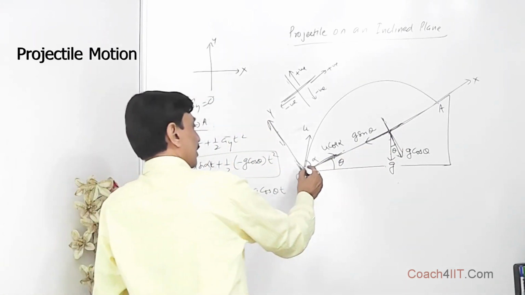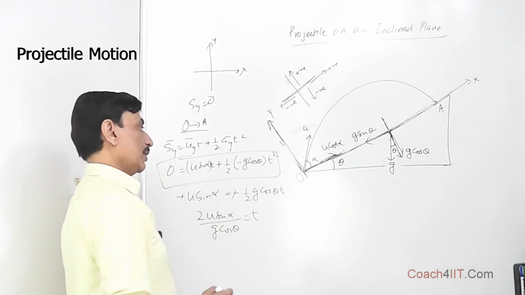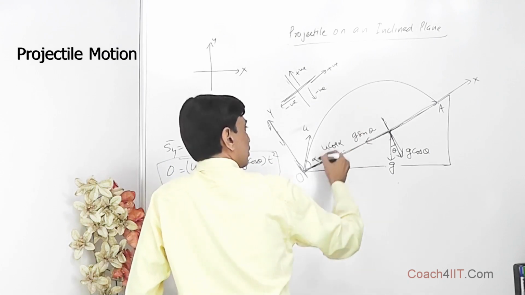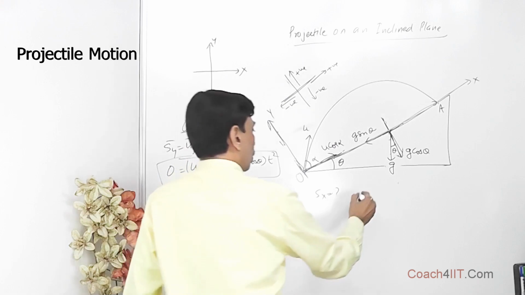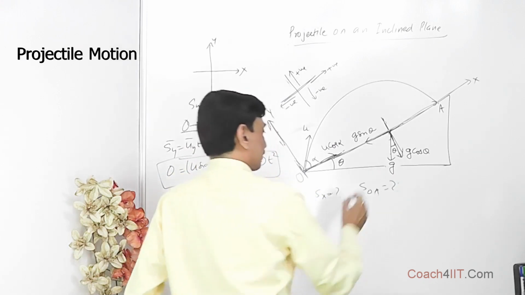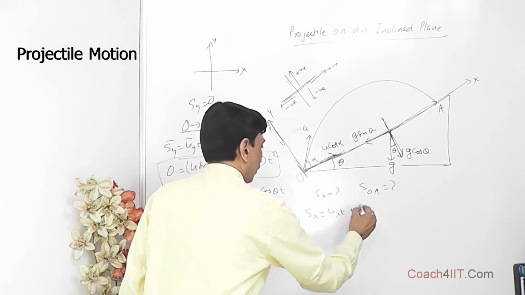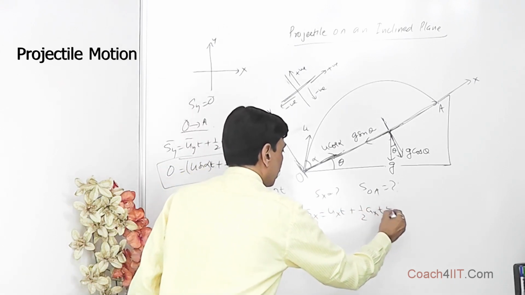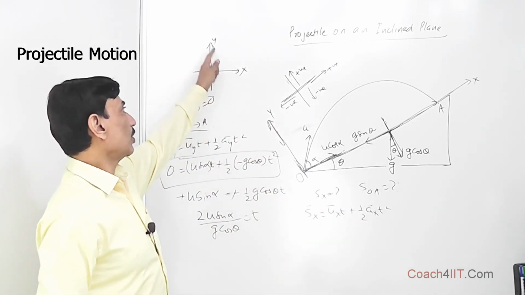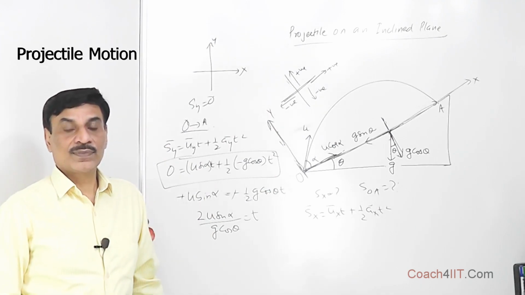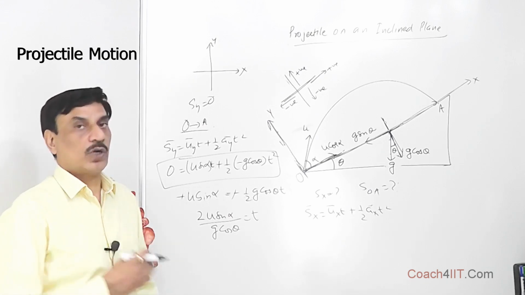And now we are interested in how far up the plane this will go and strike the inclined plane. That is, we are interested in Sx, this new x-axis like here. What is Sx, or what is SO to A? So we use the equation Sx is equal to uxt plus half Ax into t square. In our earlier cases, when the x-axis was horizontal and the y-axis vertical, the acceleration along the x-axis was equal to 0, but not in this case.